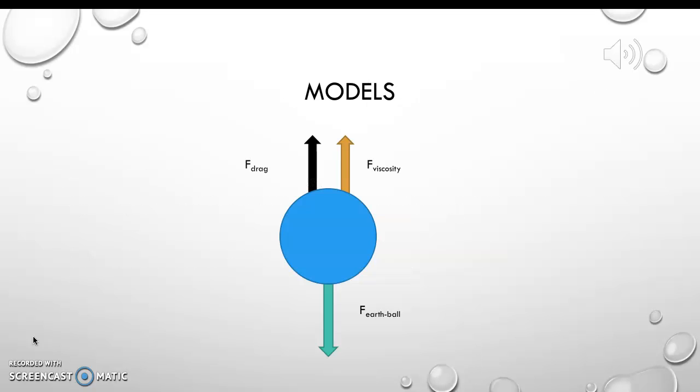This model is our ball in the fluid. The black arrow represents the drag force, the orange arrow represents the viscous force, and the teal arrow represents the gravitational force.